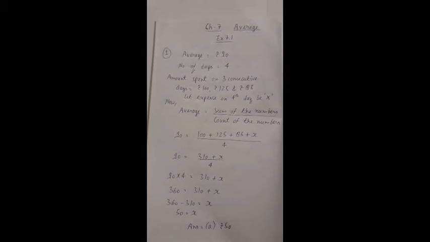Hello students, today I am telling you chapter 7 of reasoning, that is average. See exercise 7.1, first question. It is saying that if the average daily expense of Victor for 4 days is rupees 90 and he spent rupees 100, rupees 125 and rupees 85 on 3 consecutive days, what will be his expense on the 4th day? You have to find his expense on the 4th day.